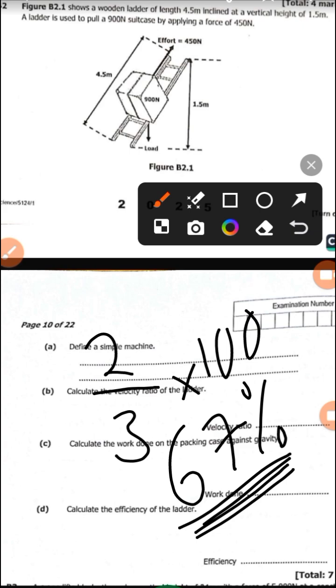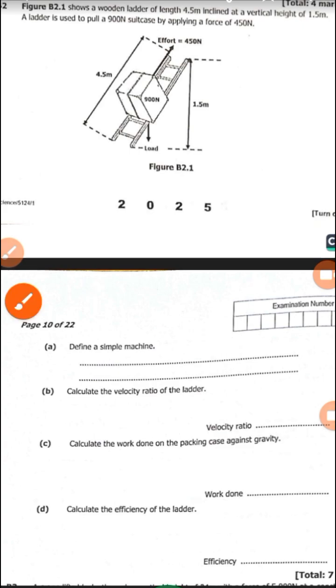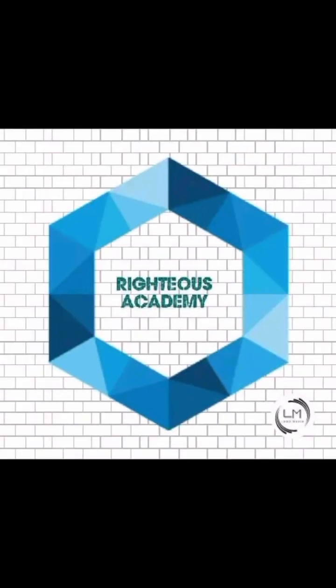So this was all that was required on question 2. I urge everyone to go and watch the full lesson video on simple machines if you want to understand more. You can leave your suggestion.